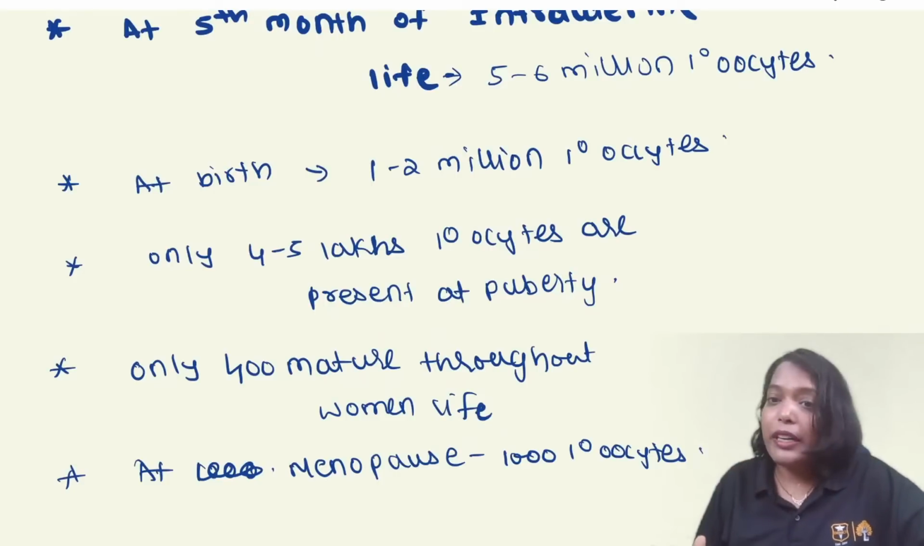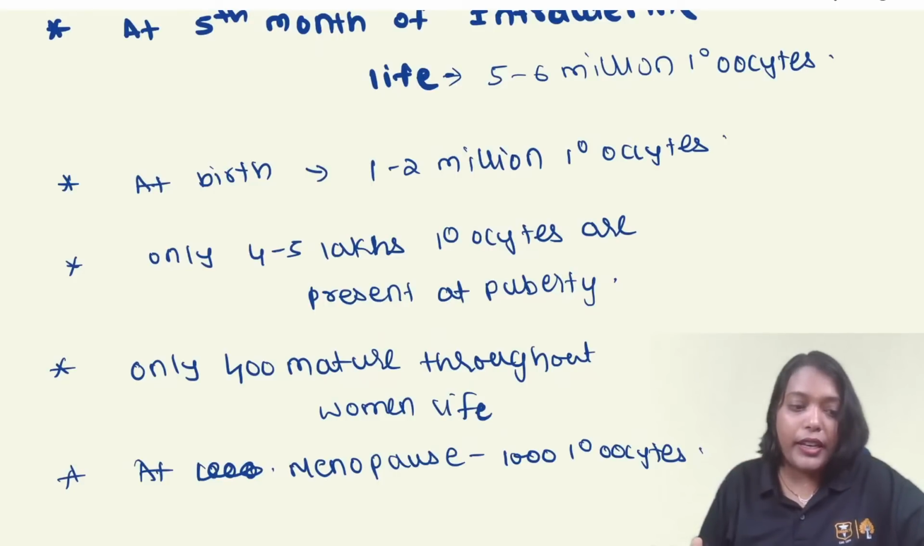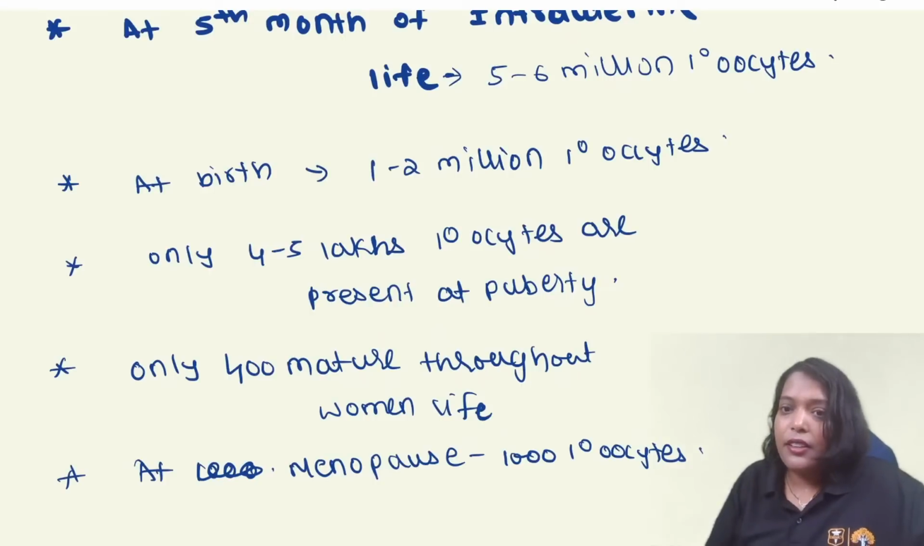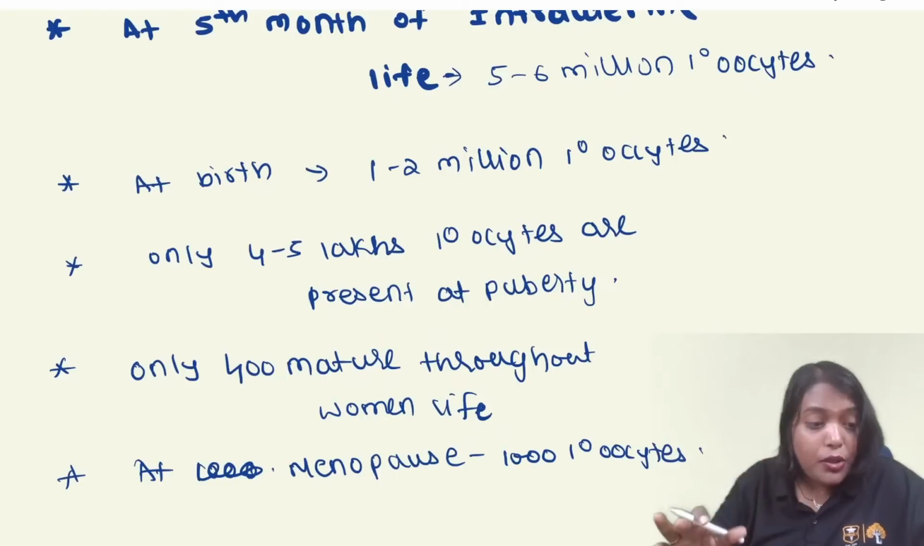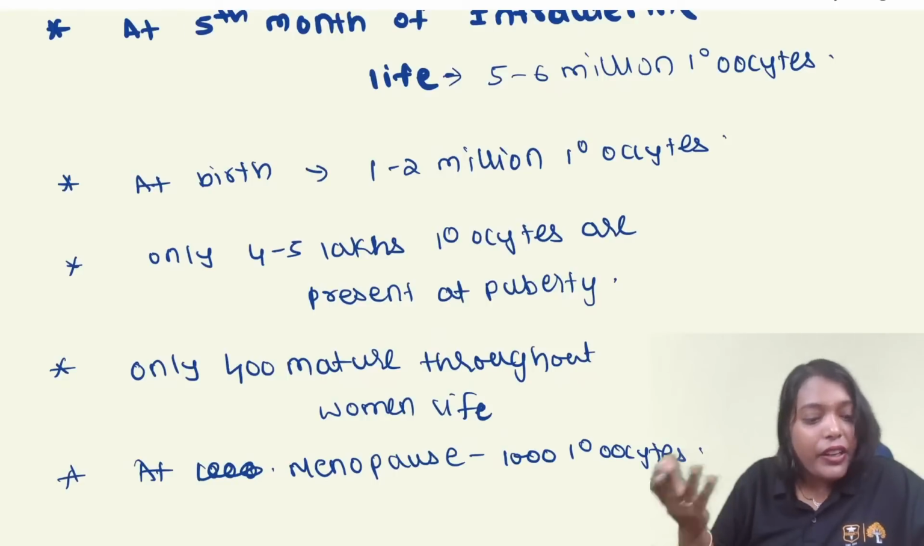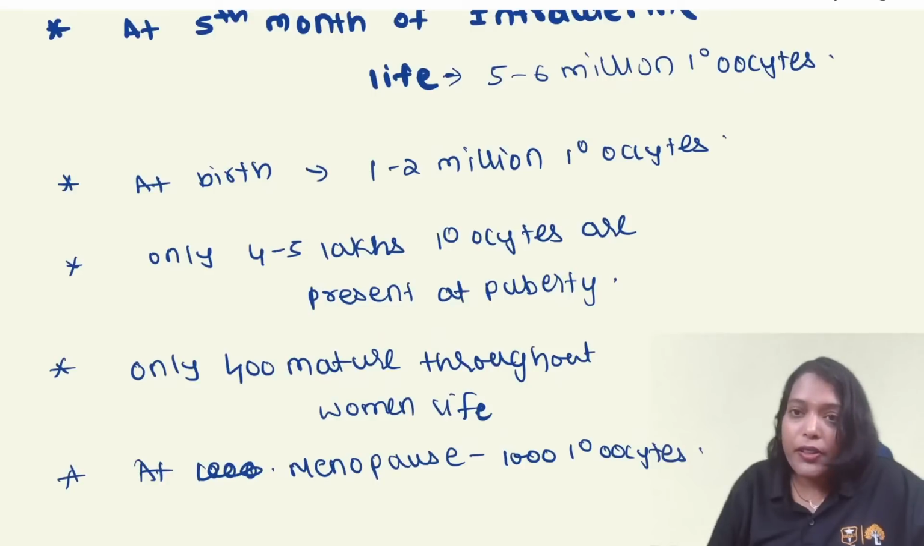When all our 400 primary oocytes get completed, what do you call that? Yes? So when all our 400 primary oocytes get depleted, we call it menopause. See, that is why a woman has a very narrow reproductive life. As soon as all these 400 get depleted, we'll call it menopause.